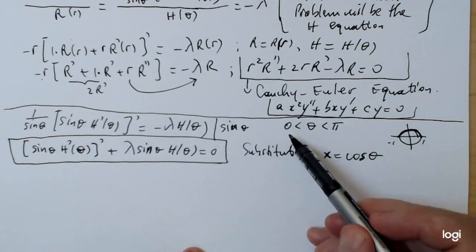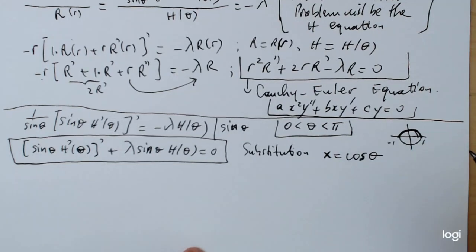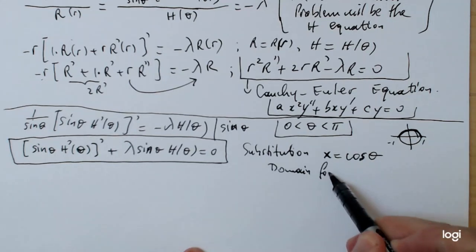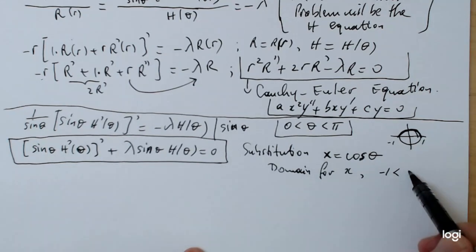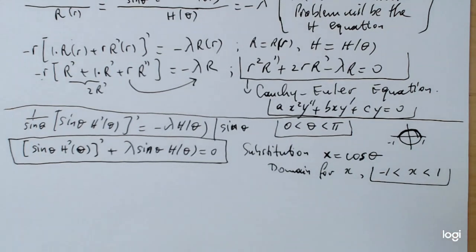If I take the maximum domain for theta, which is 0 to pi, the maximum domain in spherical coordinates of course, then the domain for x is going to be -1 to 1. Cosine of 0 is 1, cosine of pi is -1, right? So overall between -1 and 1.